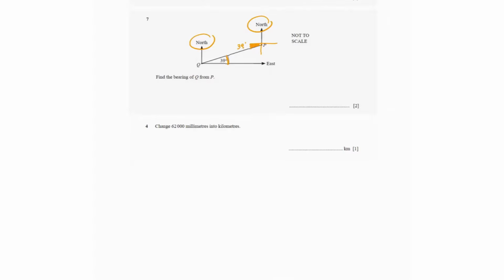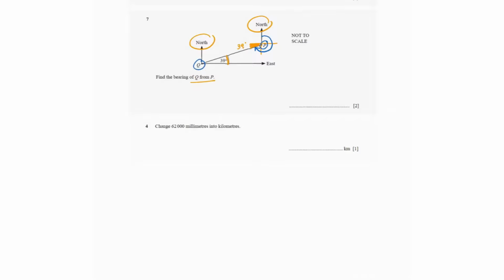So they're asking about the bearing of Q from P. So Q from P means we're going to measure the angle at P. So we start from the north of P and go clockwise direction till the point where we reach the line that connects point Q with point P. So we need this angle.